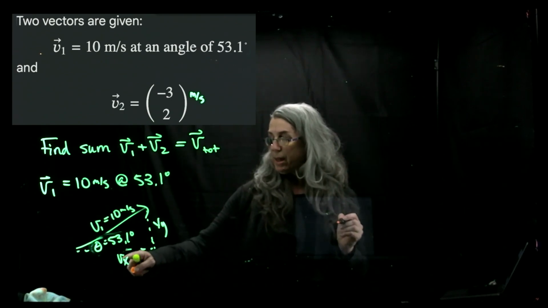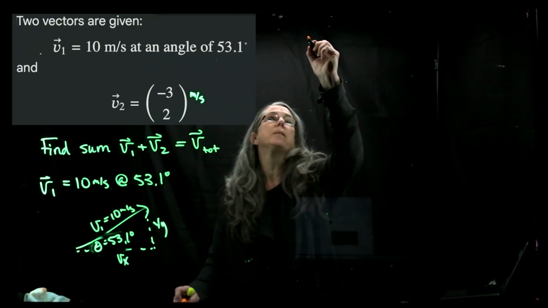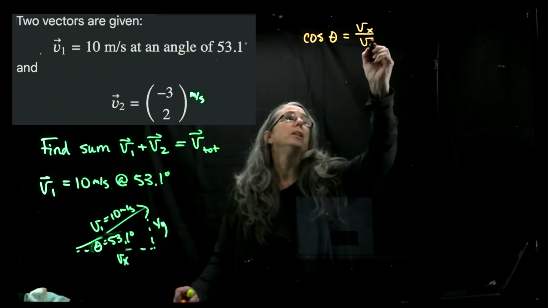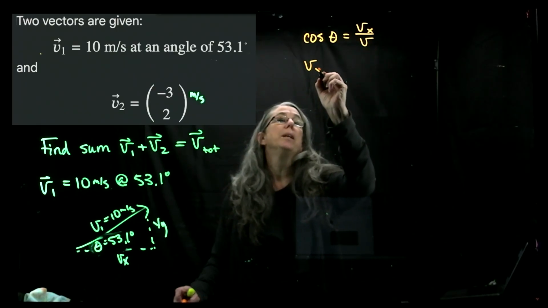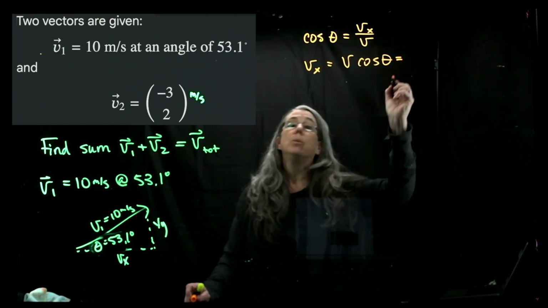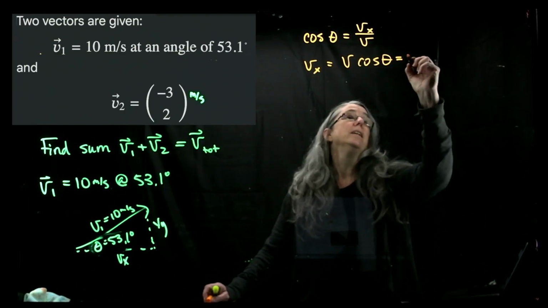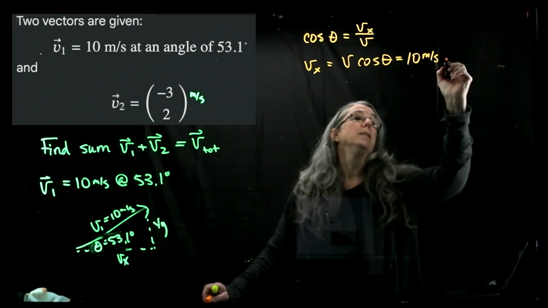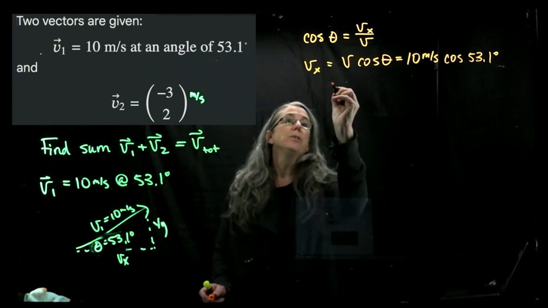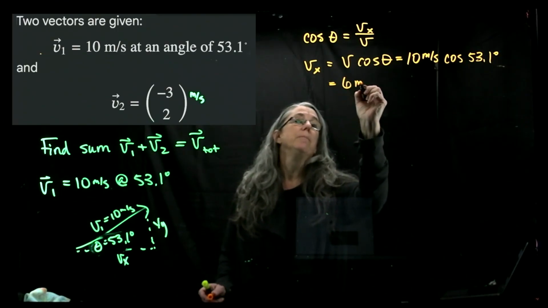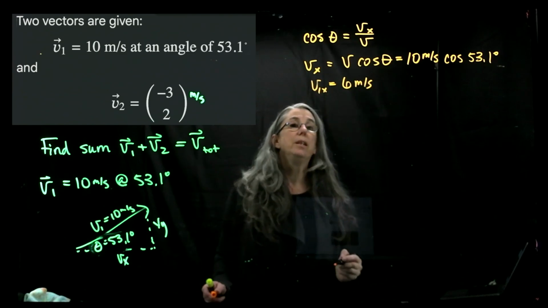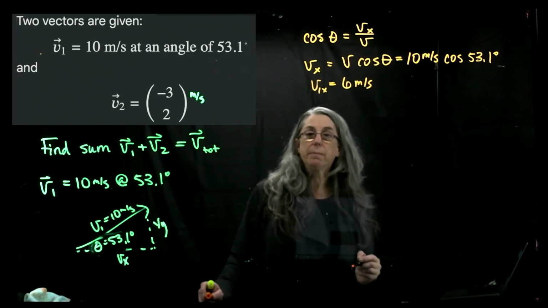If we look over here, the x component is the adjacent side, so we know it's going to be the cosine. So the cosine of theta is Vx over V. Rearranging, we get Vx equals V cosine theta, which is our 10 meters per second times the cosine of 53.1 degrees. And that turns out to be, I'm just going to keep one sig fig here, about 6. So V1x is 6 meters per second.